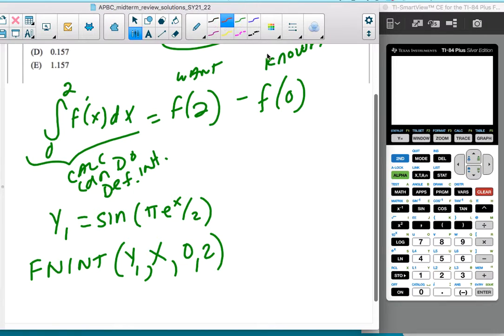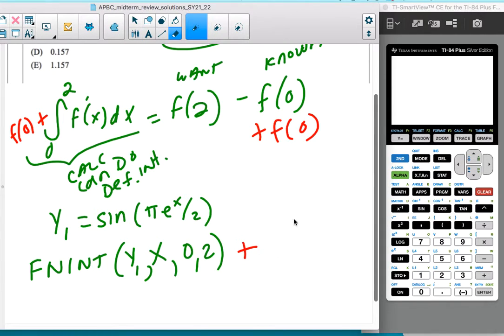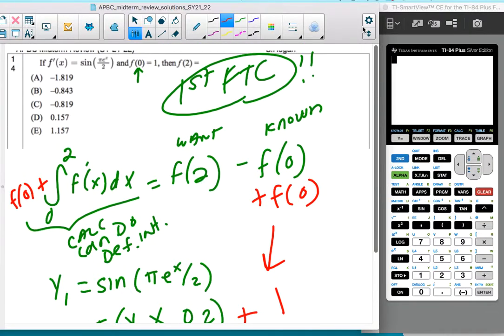And what I'm going to do is add this to the other side so that I can just add, and I'm just going to put a plus 1 because I know that's what f of 0 is. So plus 1, because that's what I was given f of 0 was. So I'm going to type that whole thing in my calculator.